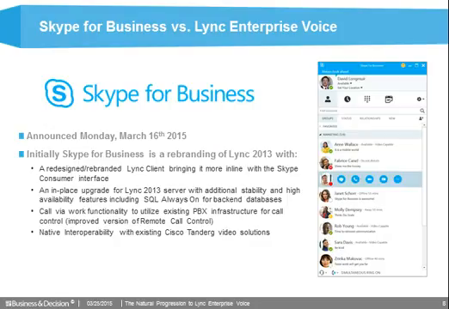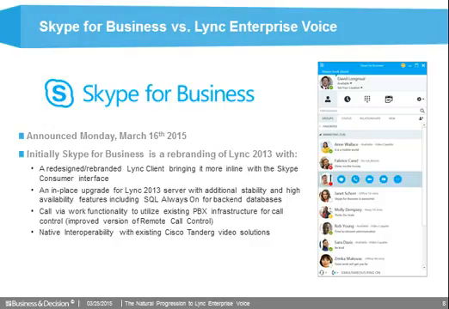They've increased the HA features by utilizing SQL Always On for backend databases. In the past, they used SQL clustering back in OCS 2007, then SQL mirroring in Lync 2013, and now they have SQL Always On for some extra redundancy in the backend services.